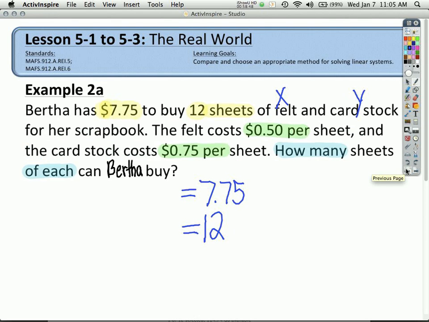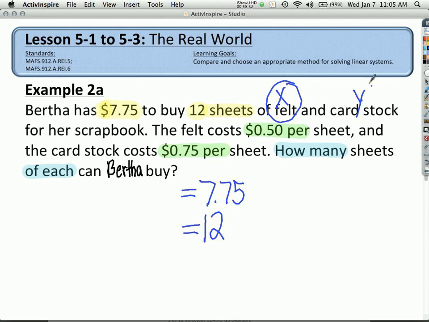We're going to buy 12 sheets. Some of them are going to be felt. Some of them are going to be cardstock. Can someone fill in one of our equations here? One of them can get filled in right now. Catalina? That's right. X plus Y equals 12. Because the number of sheets of felt plus the number of sheets of cardstock must equal 12. Because the person is buying 12 objects.